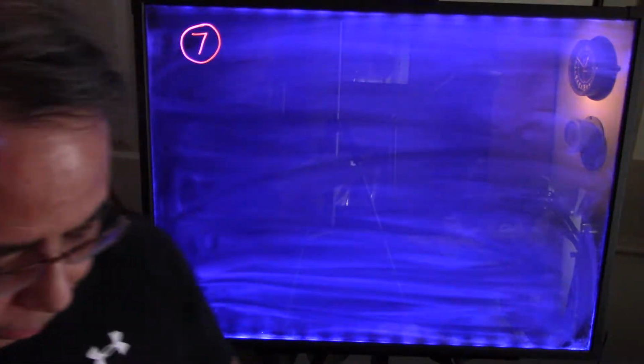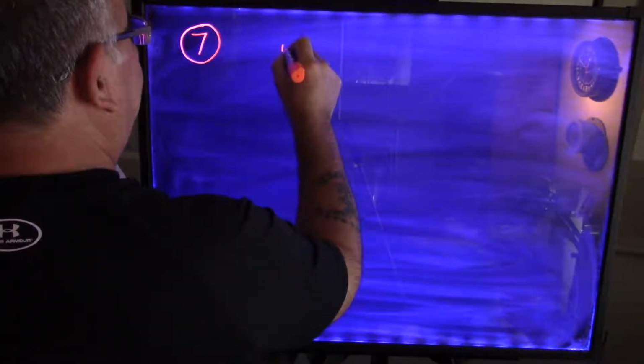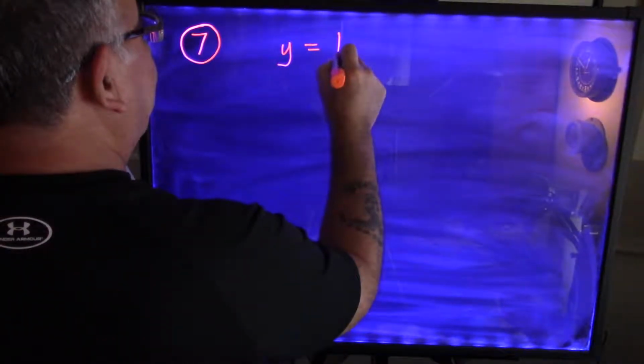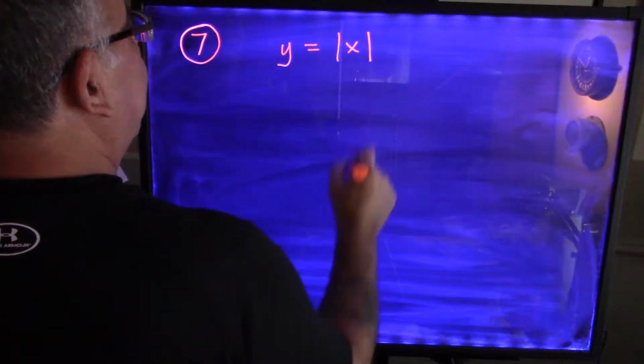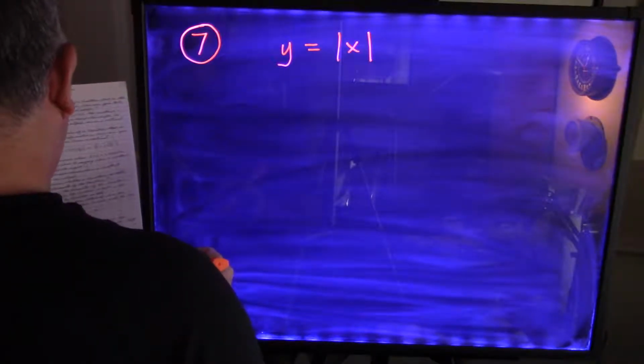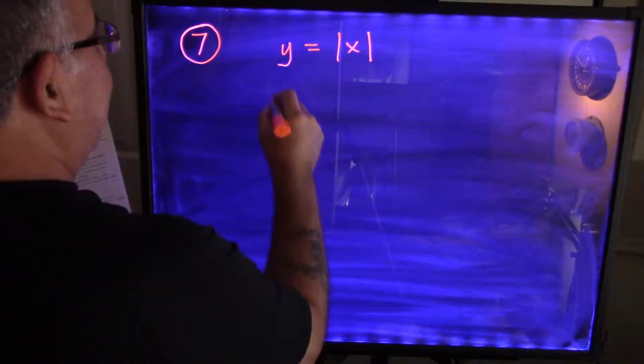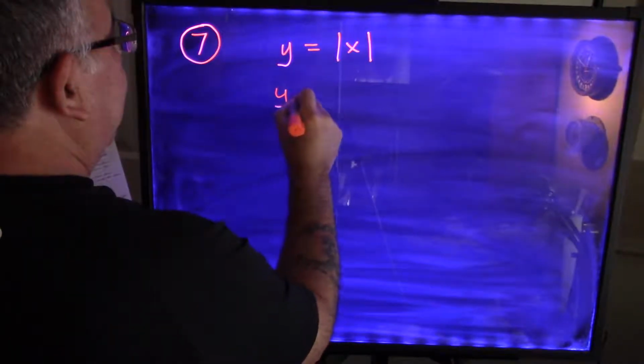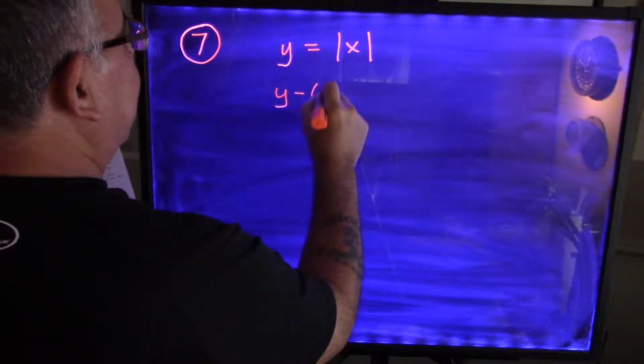Okay, number 7. Write a formula for the function obtained when the graph of f of x equals absolute value of x is shifted down 3 units and to the right 1 unit. Okay, down 3 units, to the right 1 unit. So let's take the formula y equals absolute value of x. If I want to go down 3, I would write it like this.